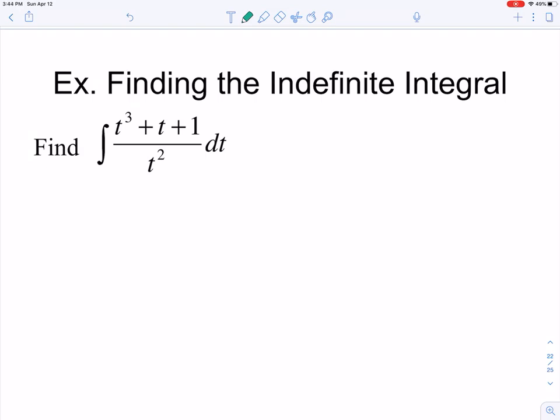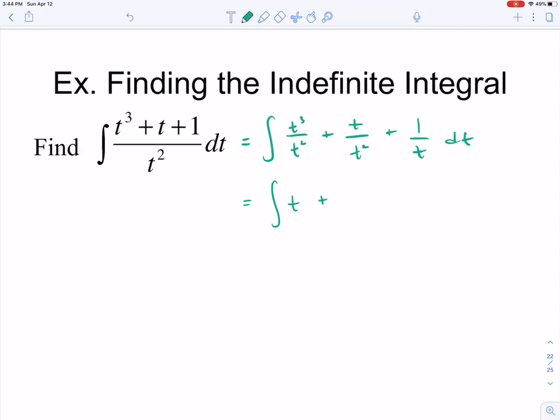Now there is no quotient rule or product rule for integrating. So this quotient, at least for now, until we develop some other strategies, I need to rewrite this function as a sum or difference of terms. So basically I cannot integrate the way that the function is written right now. So I'm going to rewrite this as t cubed over t squared. I'm going to split up the fraction. Plus t over t squared plus 1 over t.